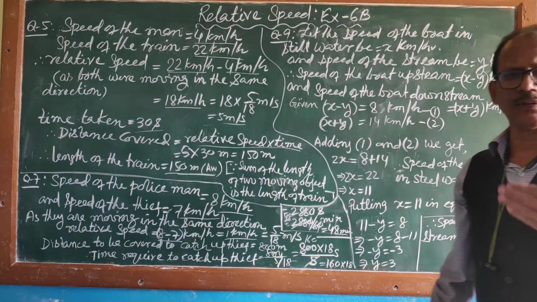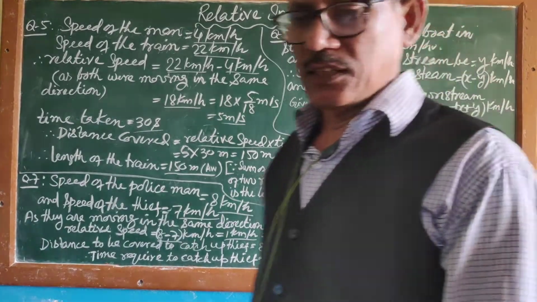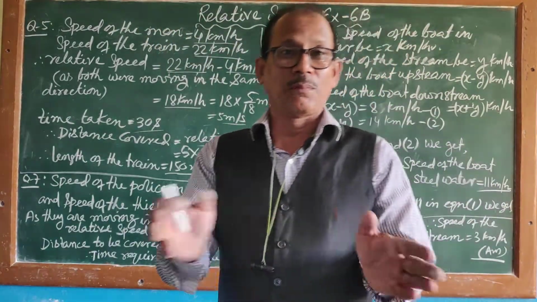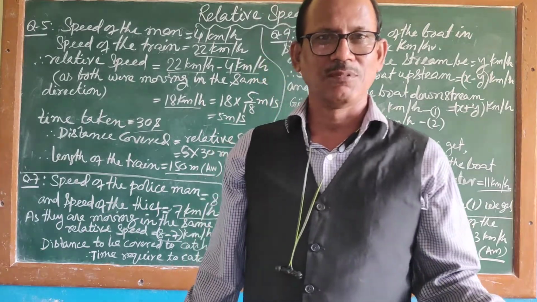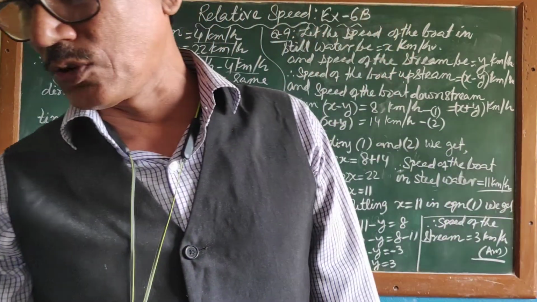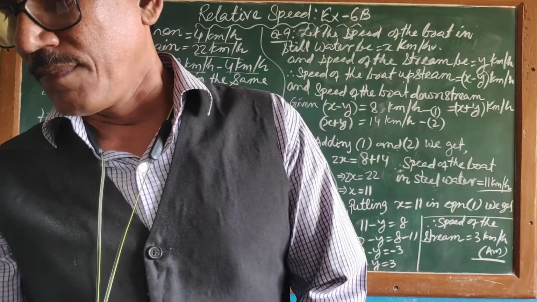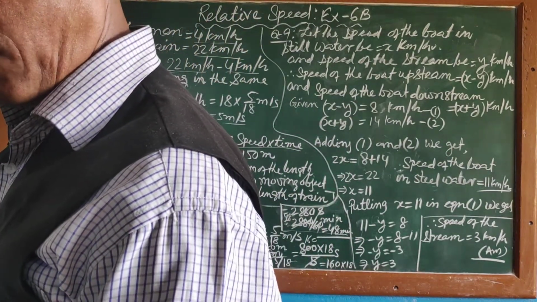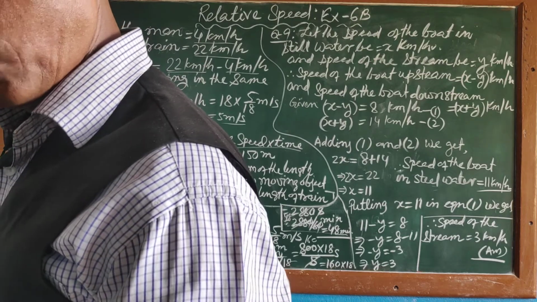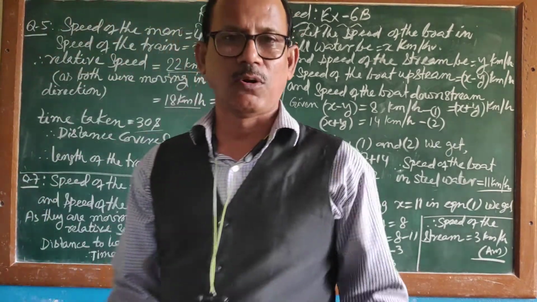Now I have taken question number 9, another very important sum. It is on the speed of the boat when the stream is there, the upstream and downstream concept. That's very, very interesting. I'll read out the question first. A boat travels at 8 km per hour upstream and 14 km per hour downstream. Find the speed of the boat in still water and the speed of the stream also.